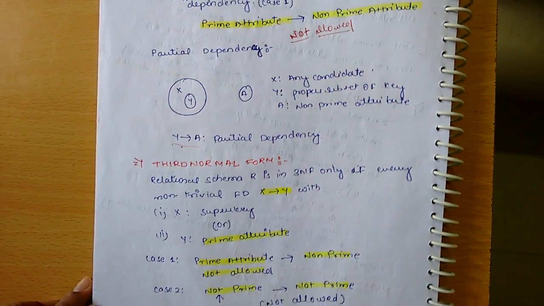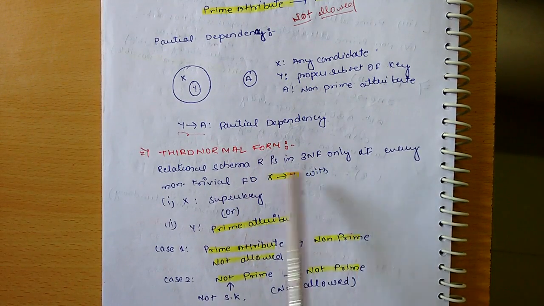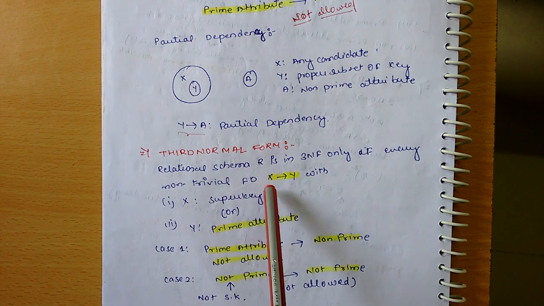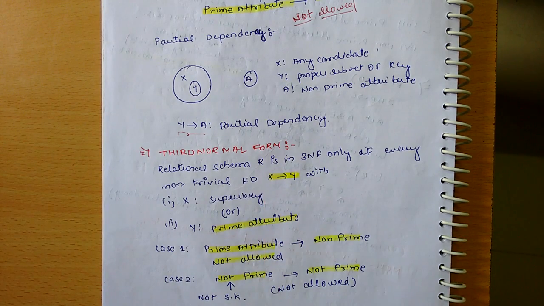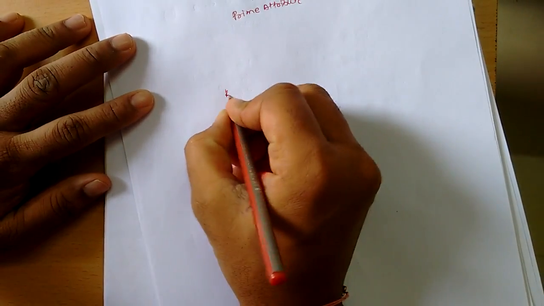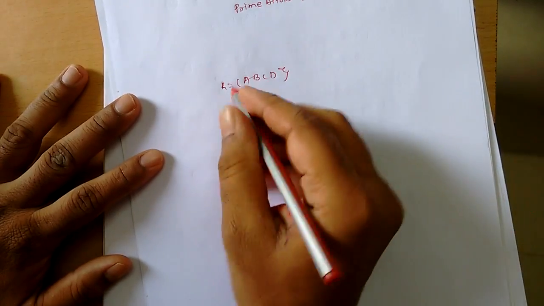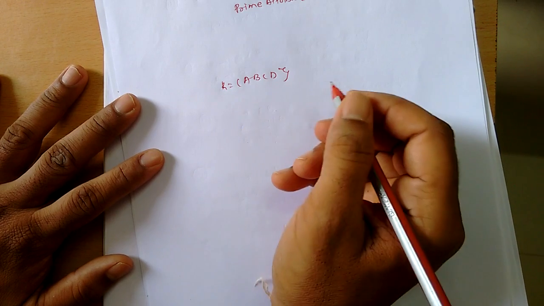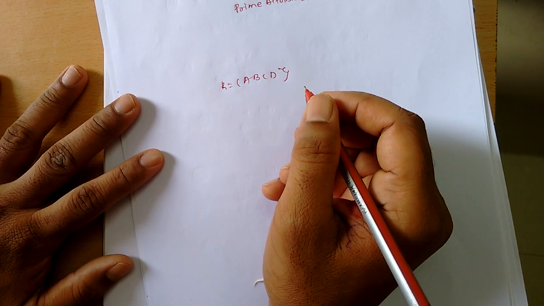Okay, so now we'll talk about third normal form. A relation schema is in third normal form if for every non-trivial functional dependency X goes to Y, X should be a super key or Y should be a prime attribute. Okay, it means that there is a relation given as follows. First of all it should be in second normal form. It means there should not be any partial dependency.